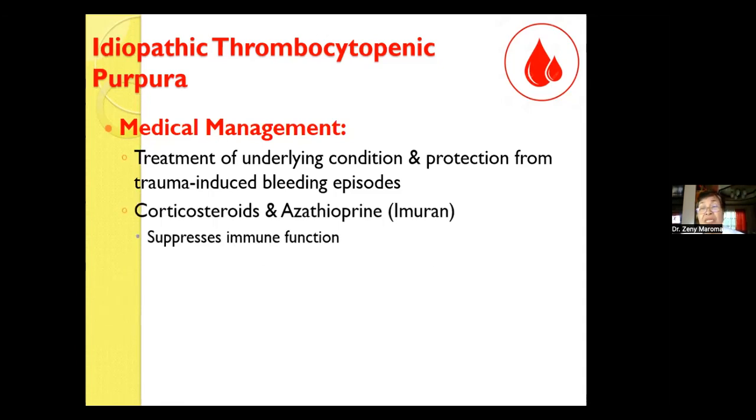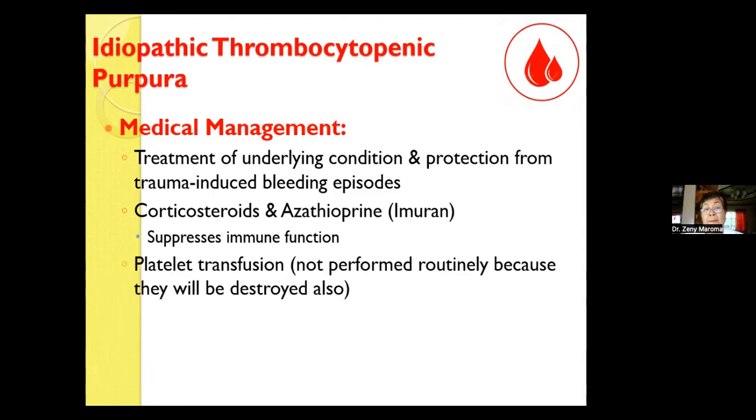Autoimmune cause, bigyan ng corticosteroids and Imuran or azathioprine. Pero patient, it suppresses immune function, risk for infection, place on reverse isolation, practice good hand washing. Okay? Platelet transfusion, kasi yun naman ang main cause talaga eh. Di bigyan natin ng platelets, no? Pero sabi, it is not routinely done because they will be destroyed also. Pero kahit pa paano, ma-replace natin.